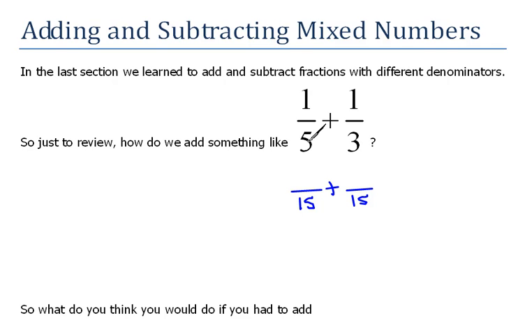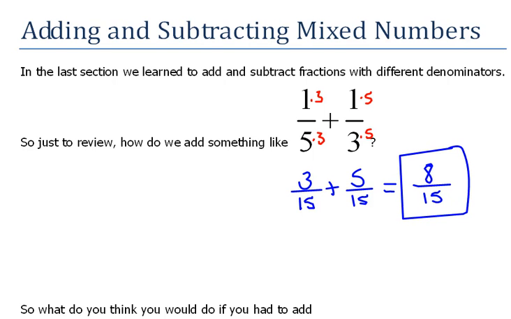So we would have to write equivalent fractions. And in order to do that, remember we have to multiply top and bottom by the same thing. So 5 times 3 would give us 15, so we have to do the same thing to the top. 1 times 3 would be 3. And in our second fraction, we'd have to multiply 3 times 5 to get 15. So 1 times 5 would be 5. Now we could add those fractions because they have the same denominator, which will stay as 15, and 3 plus 5 would be 8. So that's how we added fractions.